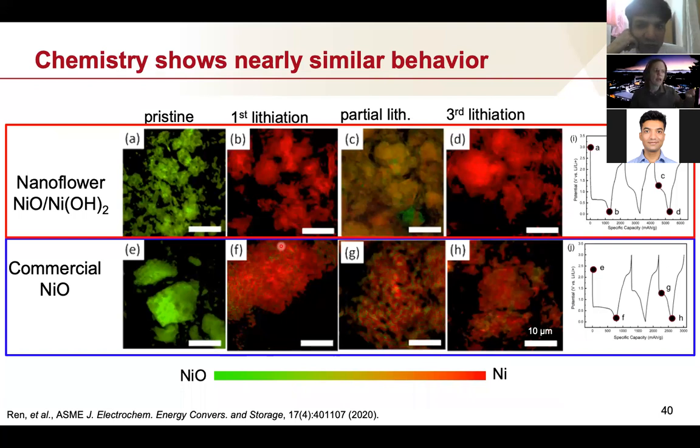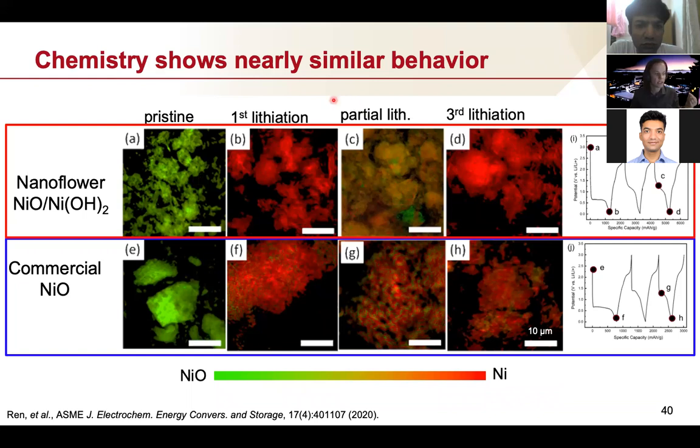And you can see the chemistry actually behaves very similarly. It's pure nickel oxide, and we had to take out that 7% of nickel hydroxide for these analyses, because the chemical sensitivity of the TXM is not as high as a bulk XAS. So we just looked at nickel oxide in green and nickel metal in red. So the pristine shows both are nickel oxide.